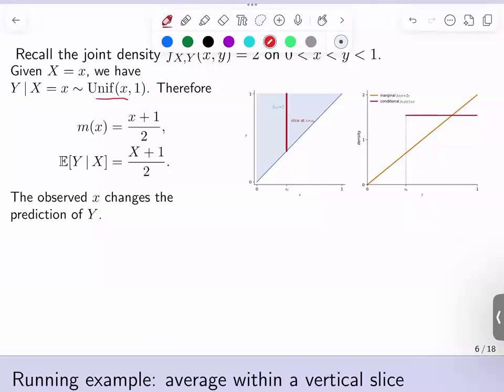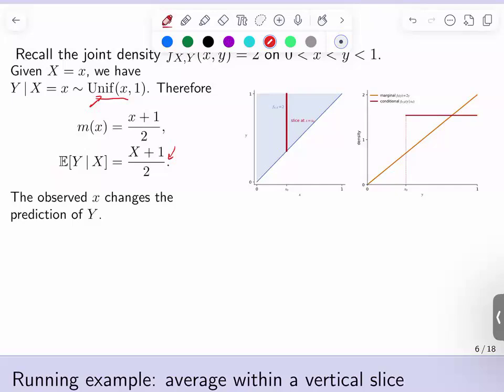And so if I want to look at the conditional expectation of y given x, it's just the mean of this distribution. Okay, and we know that the mean of the uniform on x to 1 is (x plus 1) over 2. So you can see it's a function of x. This is a linear function of x. If I want to look at this version, which is going to be a random variable, I just replace this little x with capital X. And so that would give me (X plus 1) over 2. And you can see this is a random variable.